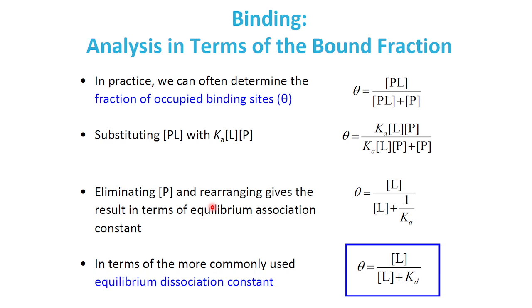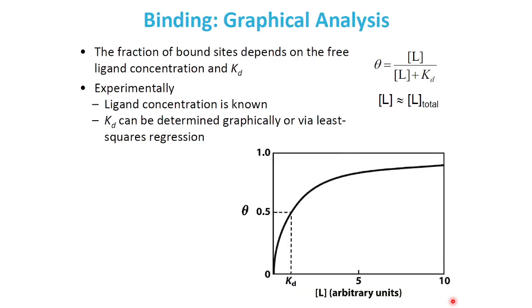Now, if we express this in terms of the most commonly used equilibrium dissociation constant, we have seen that 1 by K, the association constant, is inversely proportional to your dissociation constant. This is known to us. So 1 by Ka equals your Kd, so your theta equals ligand concentration divided by ligand concentration plus your Kd. This equation is very important for us to keep in mind, because there can be some numericals related to it.